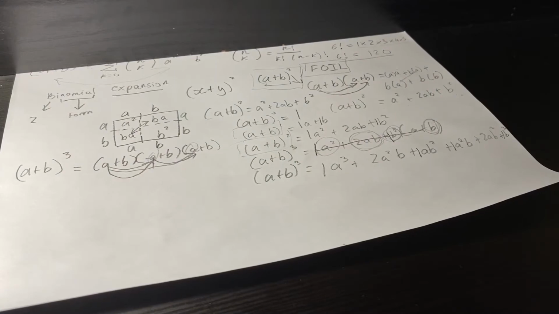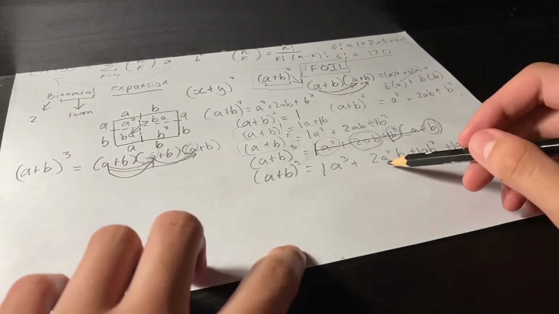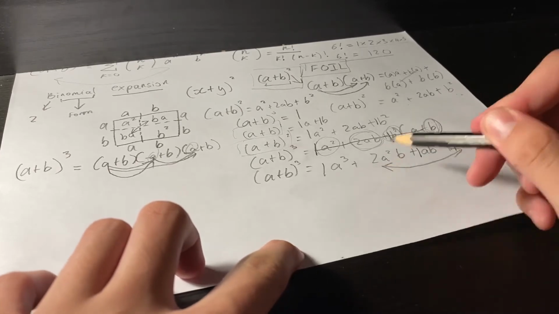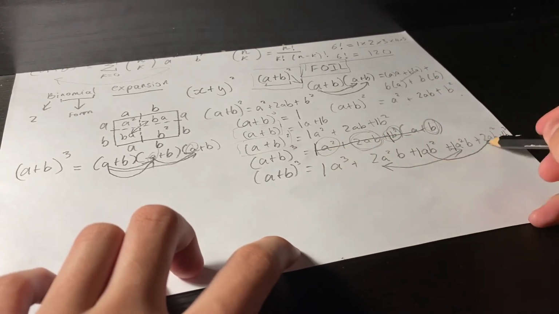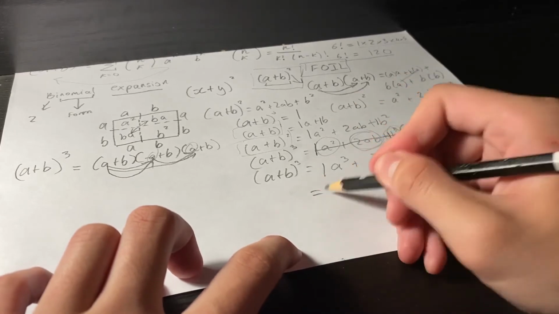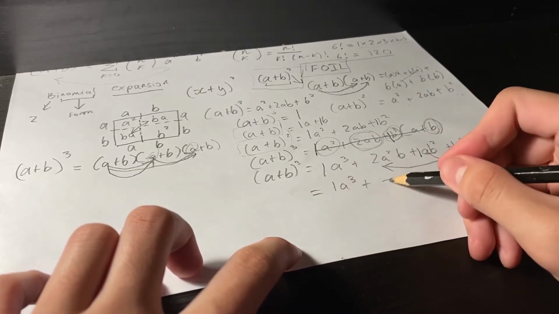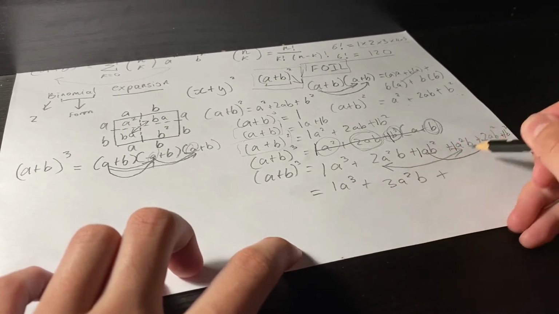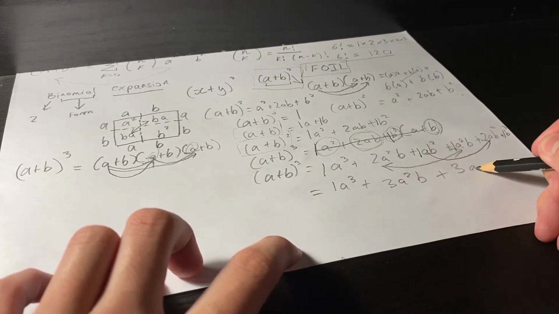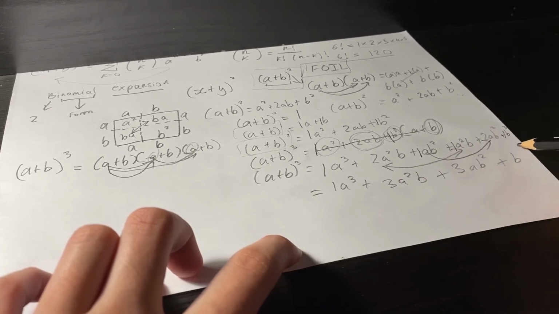Nice! So, to first answer this question, we need to simplify those two, and then those two. Alright, so a cubed plus that is 3a squared b plus 3ab squared plus b cubed.